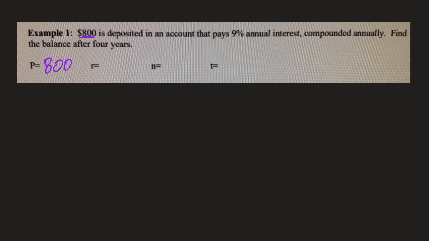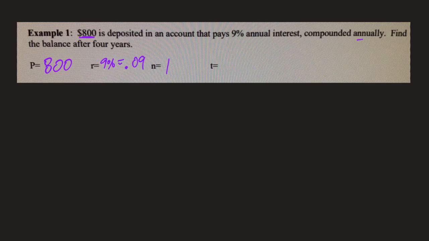And remember, we're always going to write that as a decimal. So it's 9%, but we never calculate like that. We're going to write 0.09. And how often we're checking that compounding: if you refer back to the chart above, we mentioned compounding annually only once a year. So N is going to be 1.